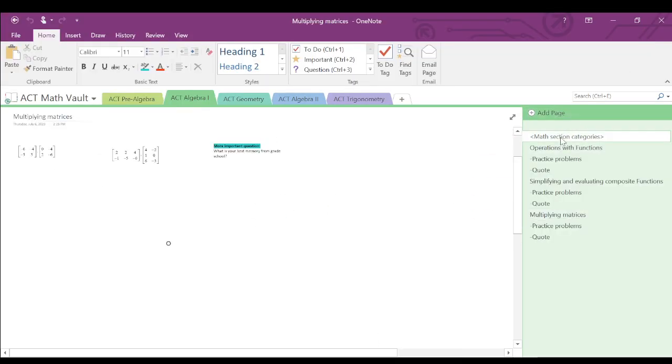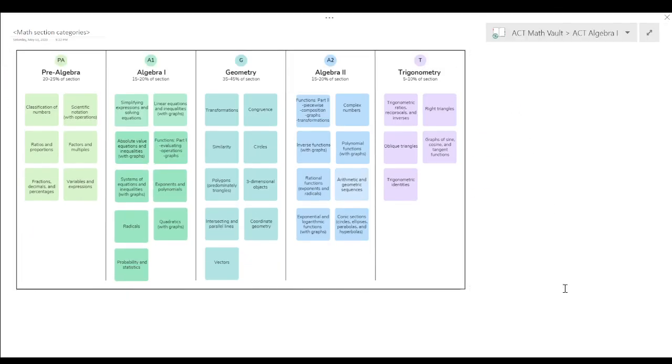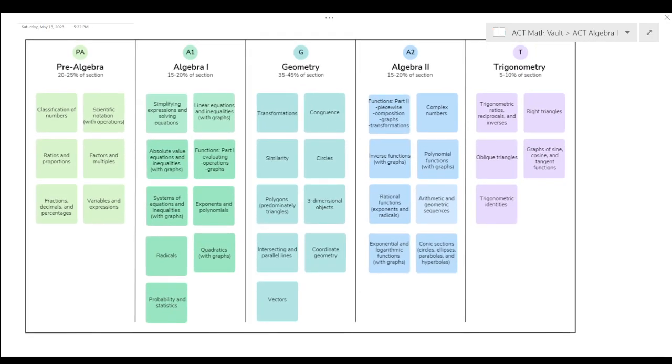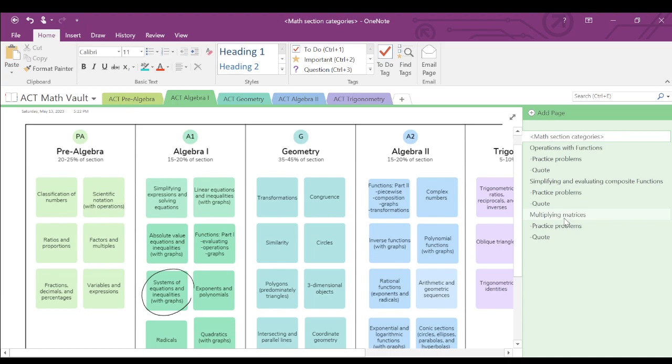All right, so the matrix category really could be its own entity under Algebra 1 or 2. If I had to group it under one of these that is listed here, systems of equations and matrices are often taught closely together because you can use a matrix to solve a system. So sometimes you see this in Algebra 1, sometimes in Algebra 2. Is it on the ACT? Yes.